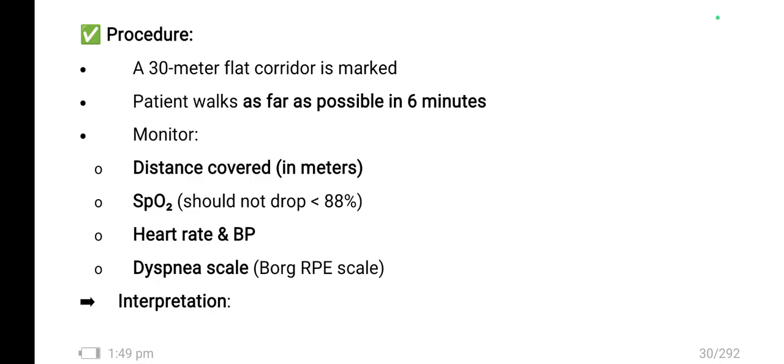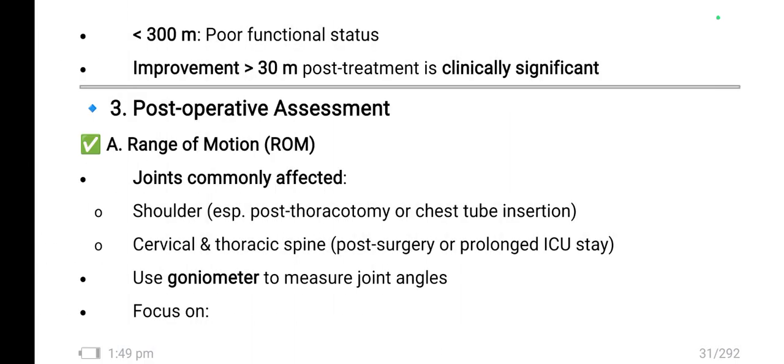The patient walks as far as possible in 6 minutes. Monitor the distance covered in meters, SpO2, partial oxygen saturation, which should not drop below 88 percent, heart rate and BP, and the dyspnea scale, the Borg RPE scale. Interpretation: less than 300 meters indicates poor functional status. Improvement of 30 meters post-treatment is clinically significant.